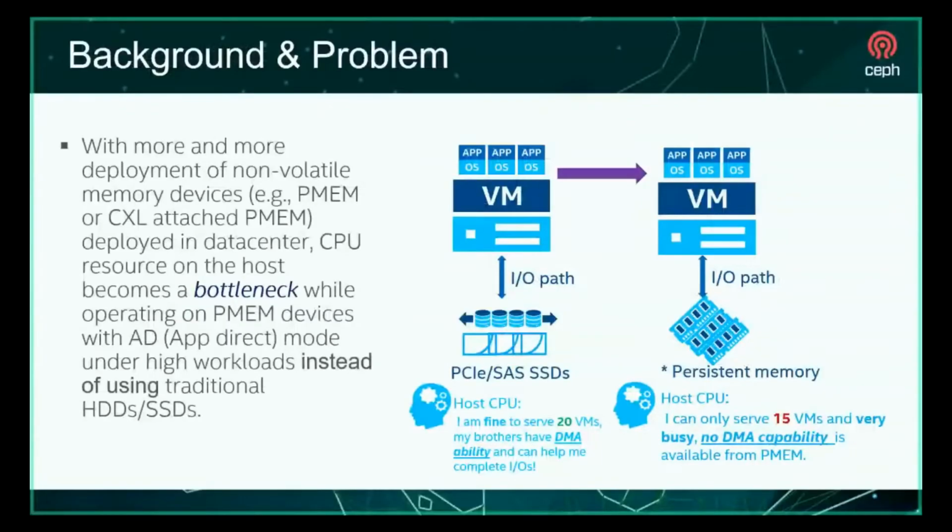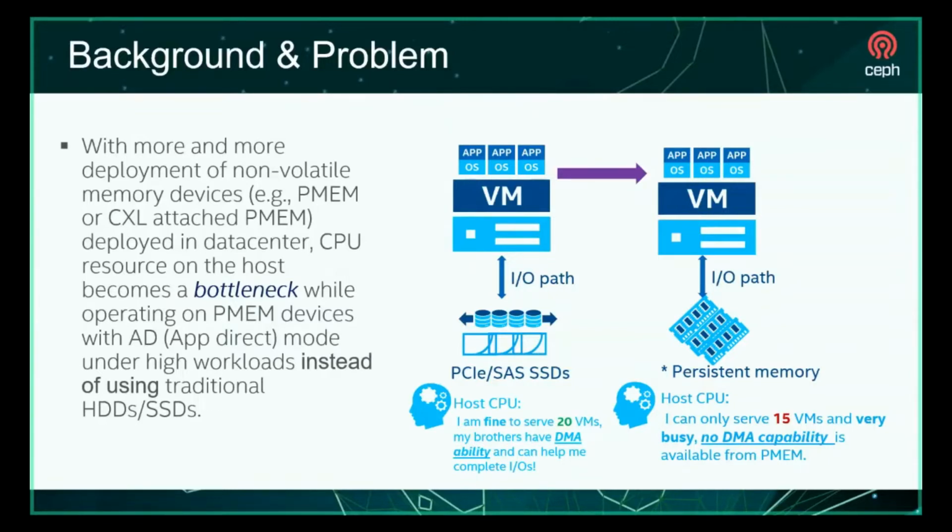So let's see the first part, background and problem. We know that with the trend, there will be more and more deployment of non-volatile memory devices. For example, Intel's Optane memory. Though there are some strategy changes, it will not change the trend. And the second is the CXL attached persistent memory. I think it will be available soon in the near future.